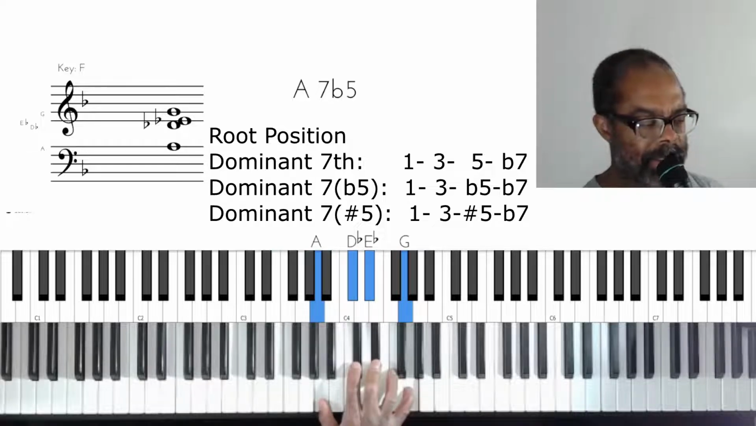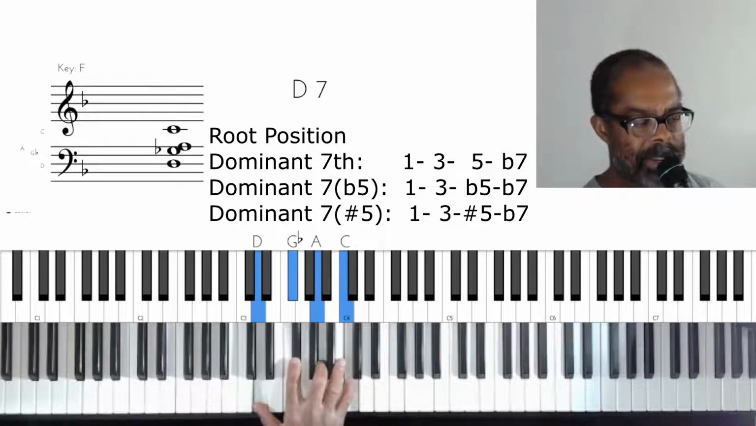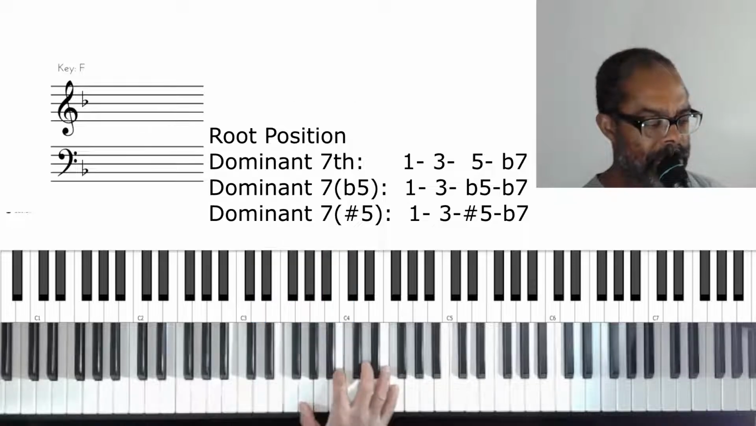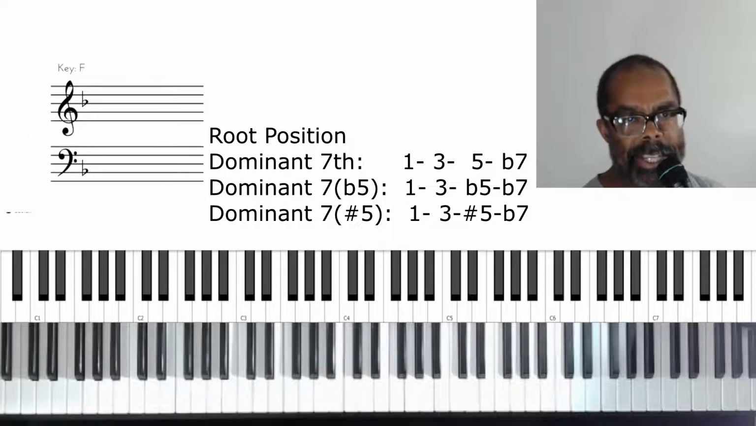Key of D. I think I'll go down here. Flat the 5. And we have one more, the key of G. Flat the 5. That's my G7 flat 5, and then we're right back at C again. Okay? So that's the dominant 7th chord with the flat 5.